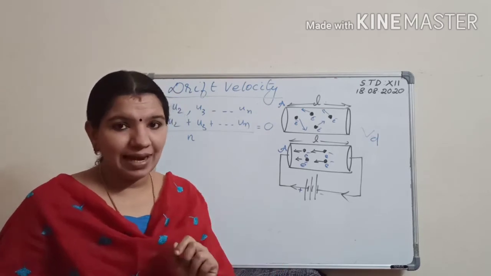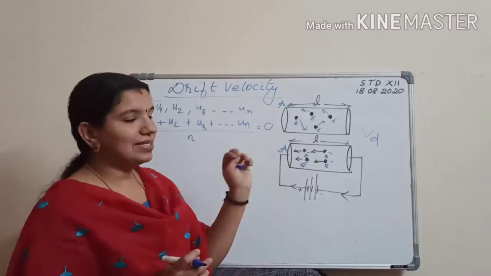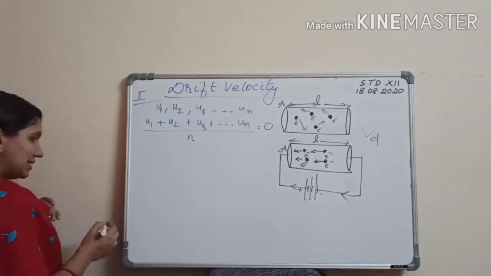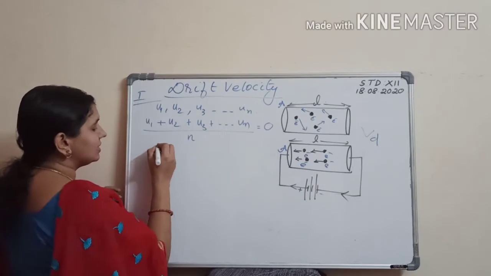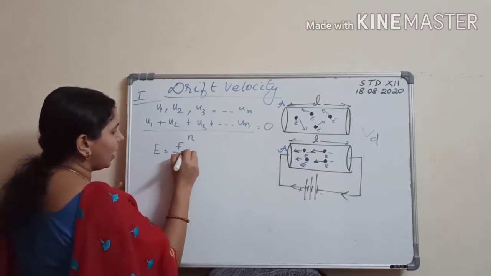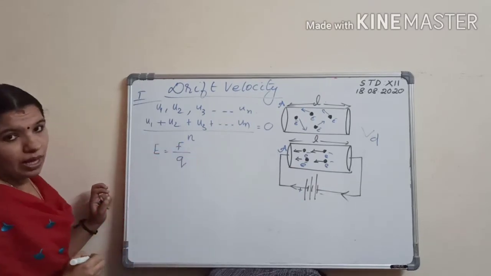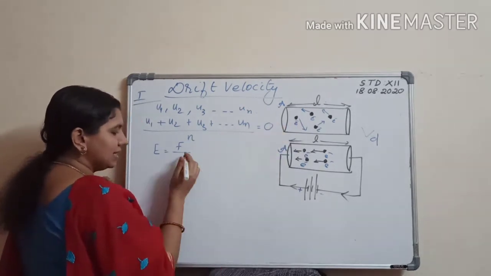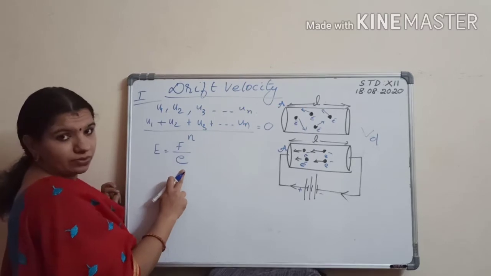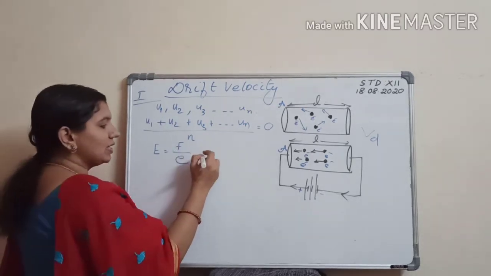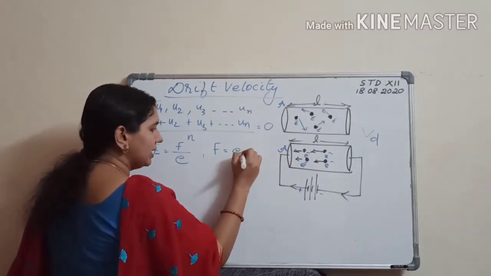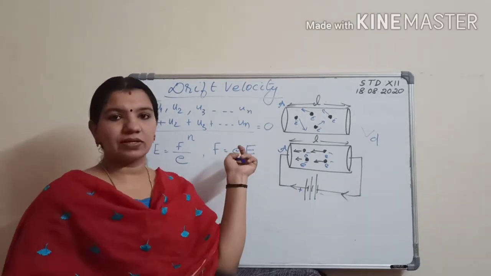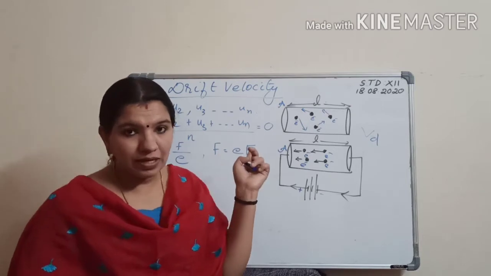So a force is created. What about the force? If there is a charge, force, electric field, what is the equation? You have studied in the first chapter, that is E is equal to F by Q. And here, since it is an electron, I will write it as e, the charge on an electron. Understand? So F is equal to what? F is equal to eE. e is the charge of the electron and capital E is the electric field.